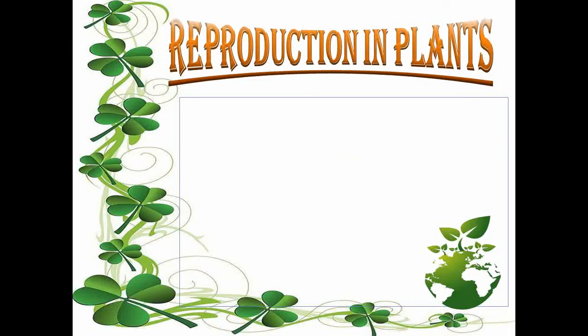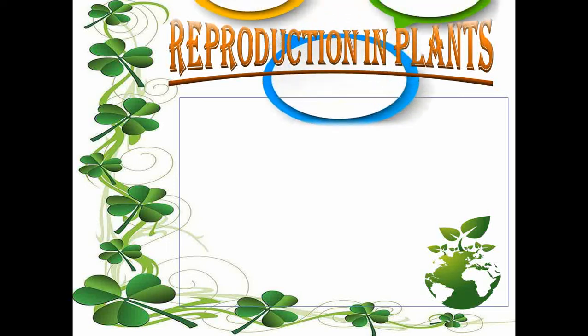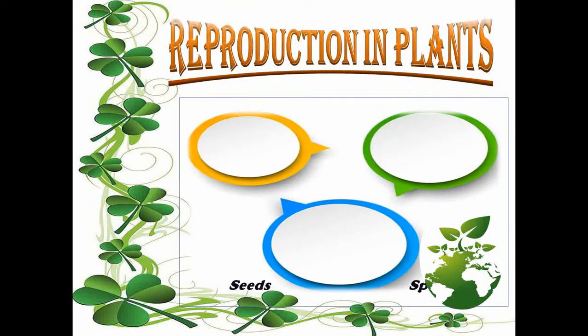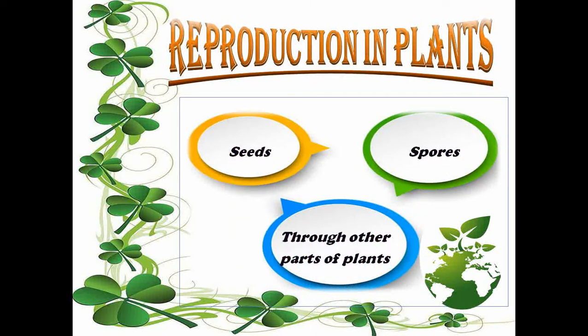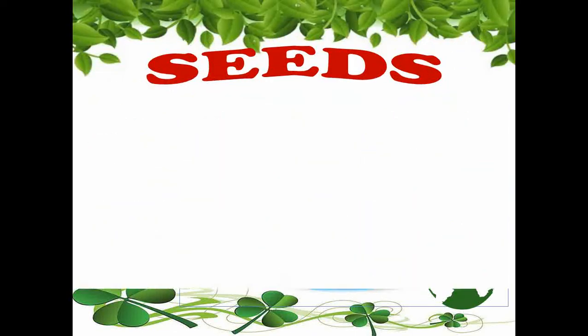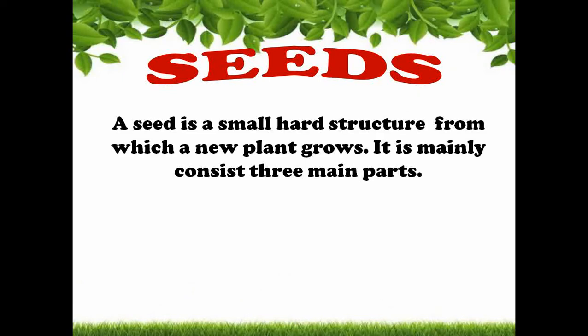Reproduction in plants. Plants reproduce in different ways. They reproduce through seeds, spores, and through other parts of the plant. Now children, let us know about seeds and reproduction through seeds in detail. A seed is a small hard structure from which a new plant grows.